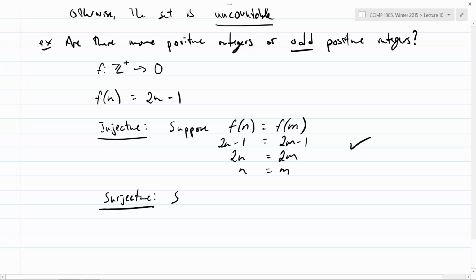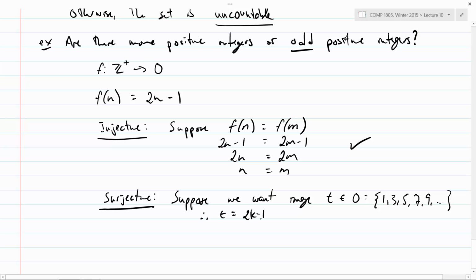So suppose we want image T, and it's in O, so that's the same thing as 1, 3, 5, 7, 9, and so on, right? Okay, well, what that means is that T is equal to 2k minus 1. Right? I mean, that's the form of all of these things. The very first one is 1. The very next one is 3. The next one is 5, and so on. Is that okay?